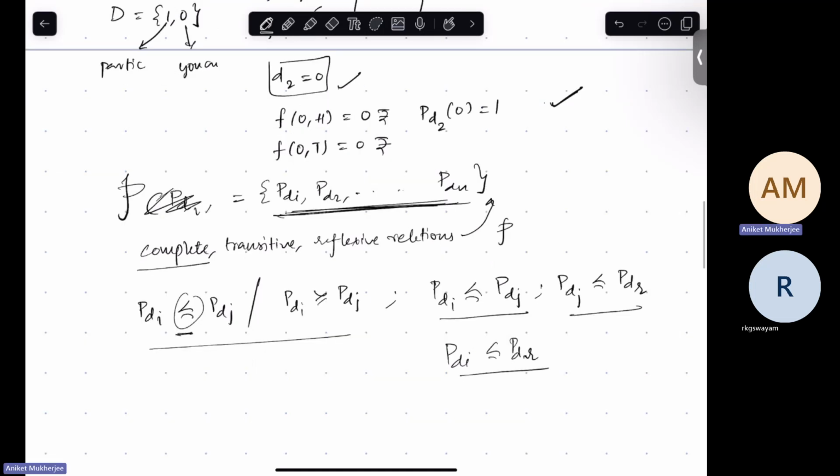So this is transitive. And reflexive is basically PRI less than or equal to PRI. The same thing holds for both. And then I can say that decision I is same as decision J if PDI is less than PDJ, and also PDJ is better than PDI.